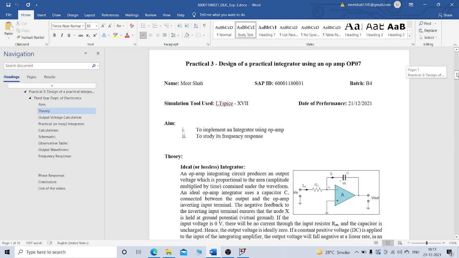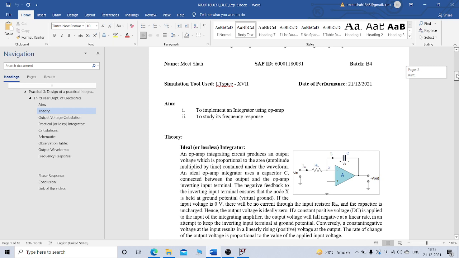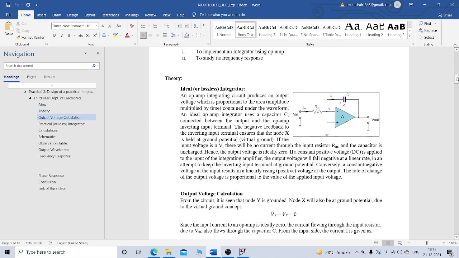Our aim of this experiment is to implement an integrator using op-amp and to study its frequency response. So what is an ideal integrator? It is an op-amp integrating circuit which produces an output voltage which is proportional to the area, which is amplitude multiplied by time, contained under the waveform.